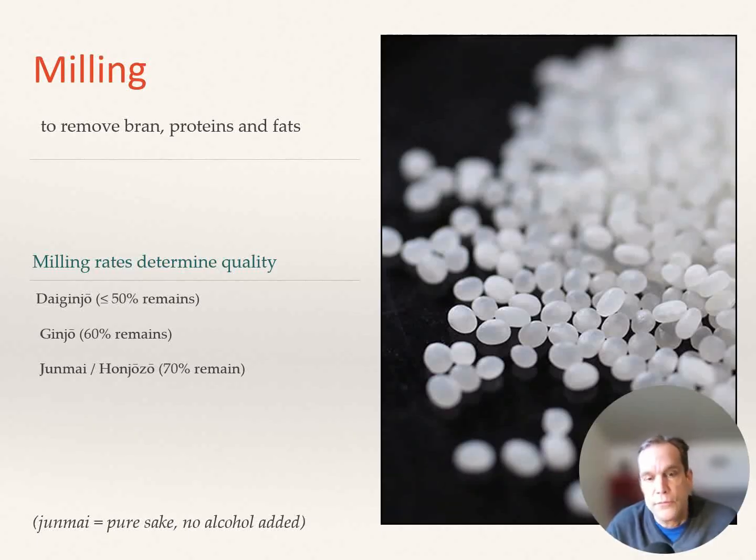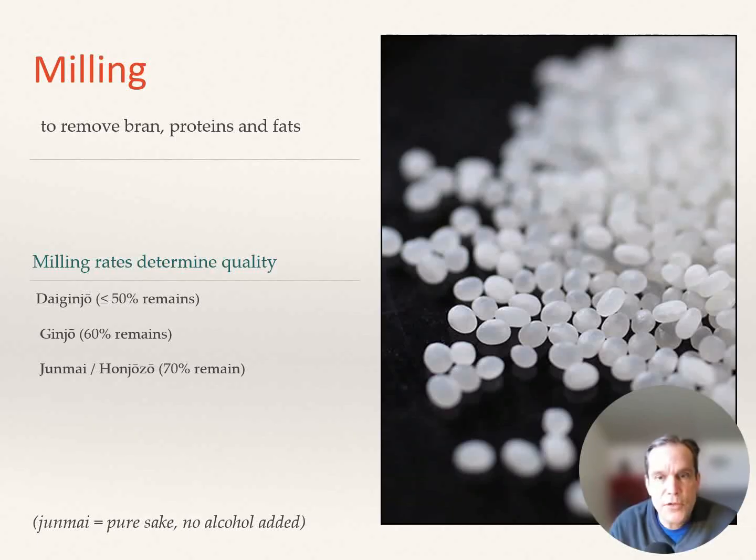Now, if you're milling rice, if you're polishing rice for table rice, for eating, then you're just going to be milling about 8% of it away. So you're leaving 92% of the rice in place. But if you're going to create sake, well, remember, if you're making daiginjo, you're going to be polishing 50% of that rice away. Or a ginjo, it's 40% that will be polished away. Junmai, honjozo, you're just going to be polishing 30% of the way, so 70% of it remains.